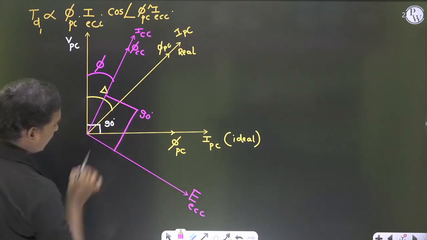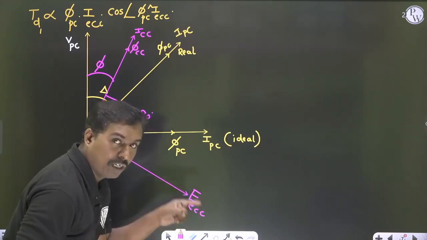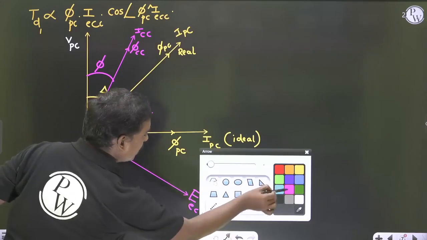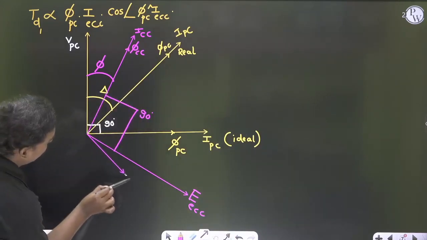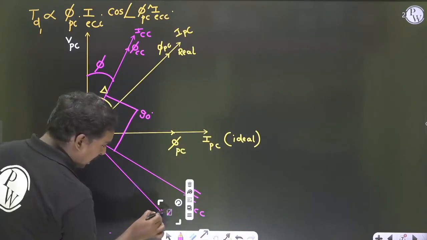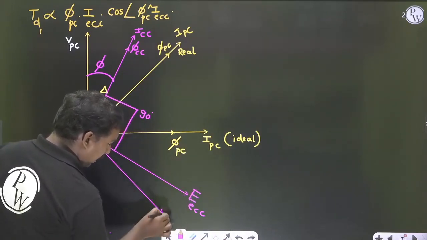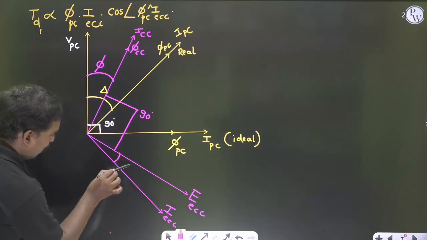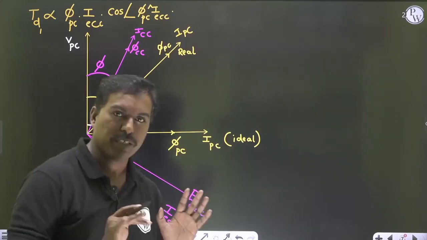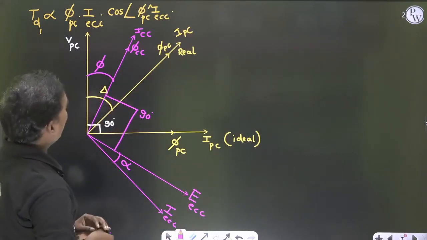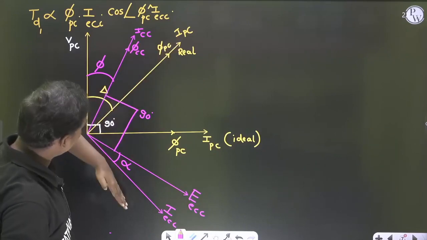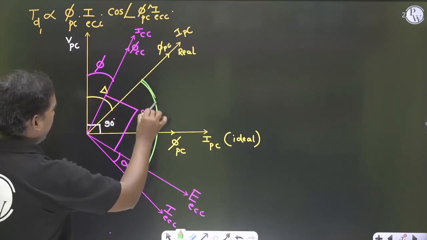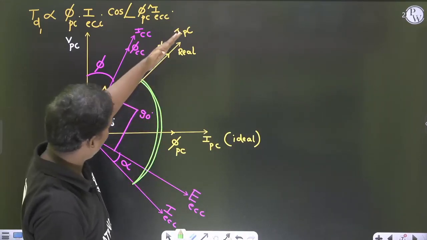And if this is the eddy voltage due to current coil, then there will be eddy current due to this voltage. So the eddy current I am taking with this, right? So current coil components I am taking like this. So definitely eddy current lags eddy voltage by an angle of alpha d. Now what is the angle I want? I want the angle between phi PC and IECC. That means I need this particular angle, I need this phi PC IECC.